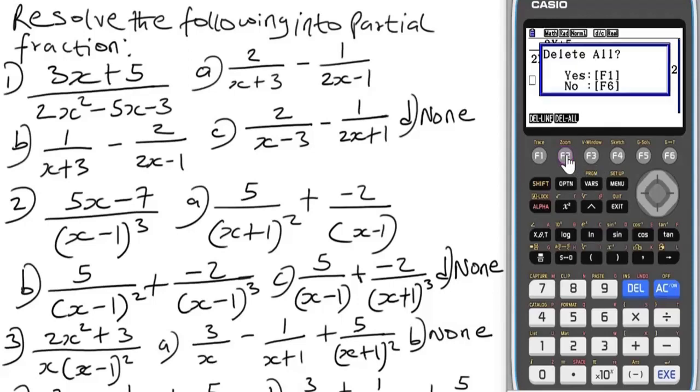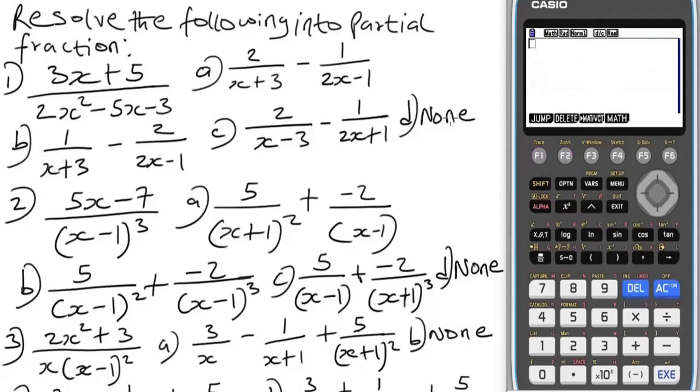So let's delete everything here, delete all. Let's use option A. We have 2 over (x + 3). Then go to this side, you have minus, fraction, 1 over (2x − 1). And that's all. Let's press execute now. No, we got −2.2 or −11/5.